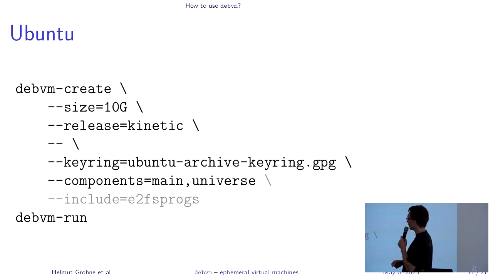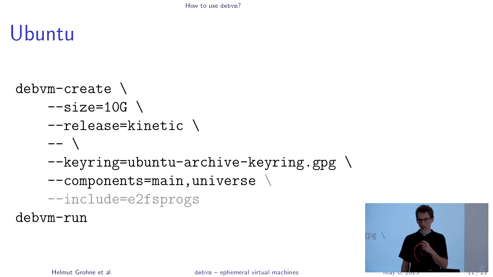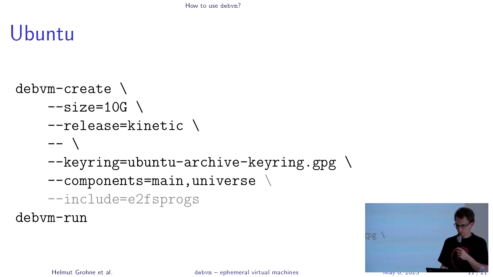This is an example for Kinetic. You pass the keyring and the components. It doesn't work without Universe. And they still have a bug that they have a missing dependency on e2fsprogs. Since that is usually installed, it seems to be there for all normal installations, but when you do it with mmdebstrap, it's missing. Anyway, works like this. I've tried that some time ago.